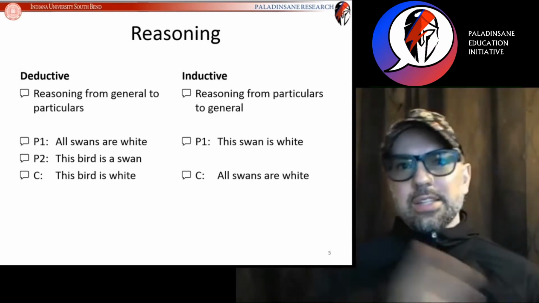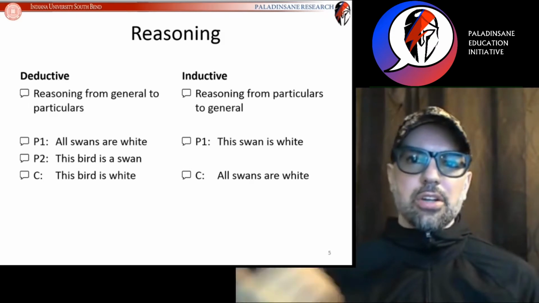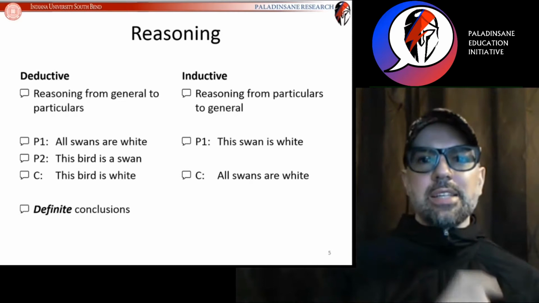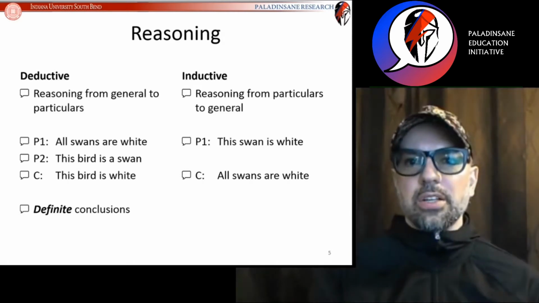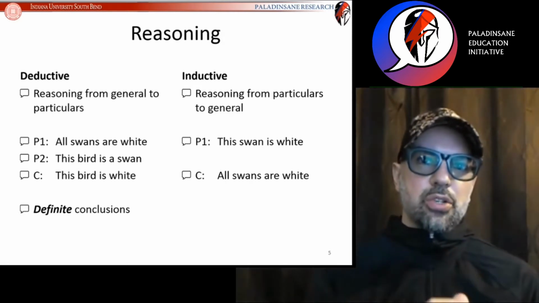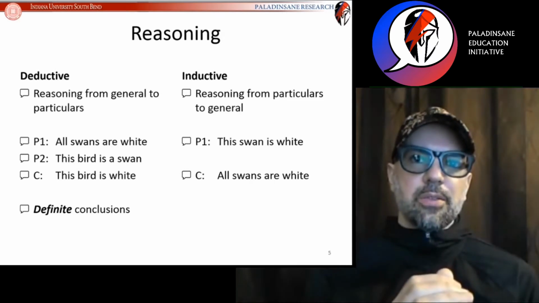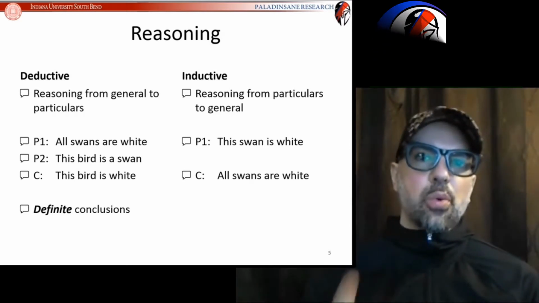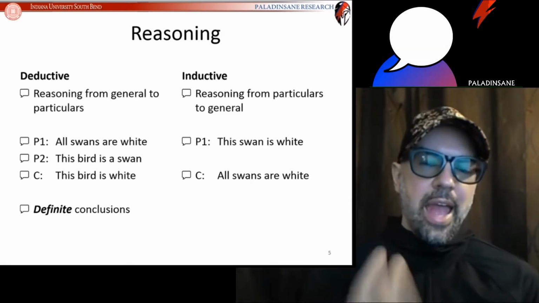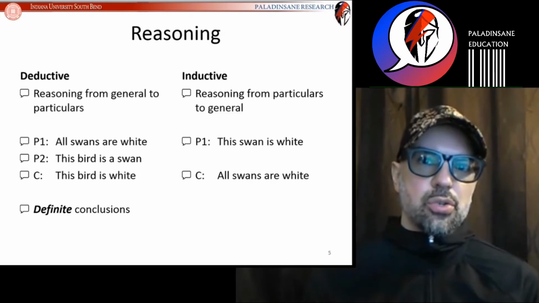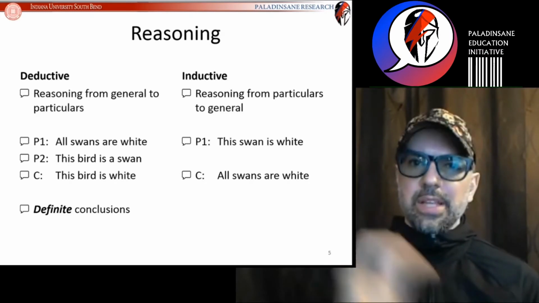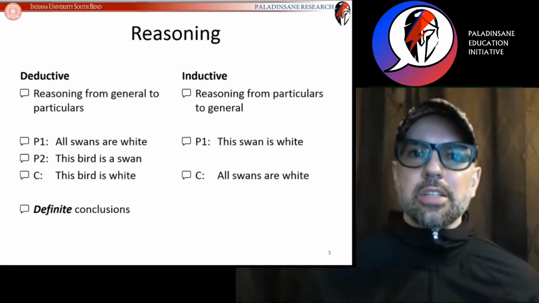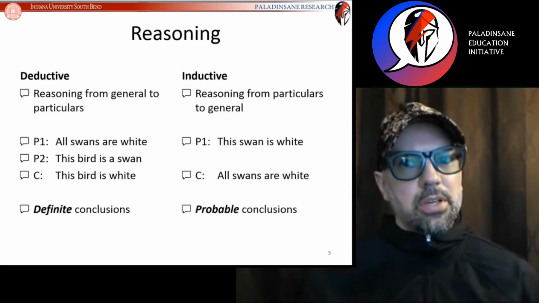So this was chosen in particular to show one of the big differences between deductive and inductive reasoning, and that is that deductive reasoning can give you definite conclusions. If the premises are true and you go through a deductive reasoning chain, the conclusion is guaranteed. So if all swans are white is true, and the particular bird is a swan is true, we can guarantee that that bird is going to be white. That's a definite conclusion. On the other hand, inductive reasoning only ever gives us probable conclusions.